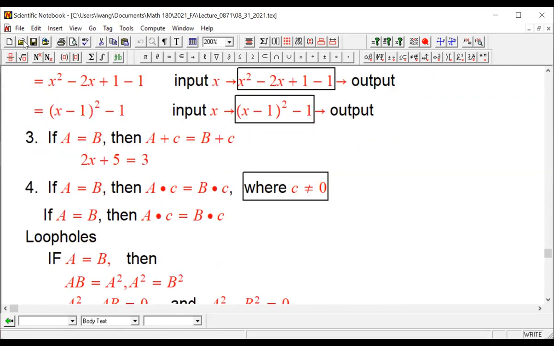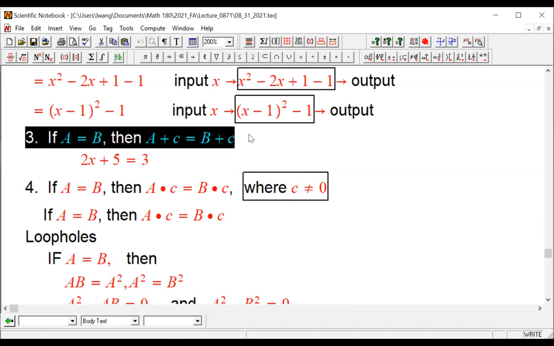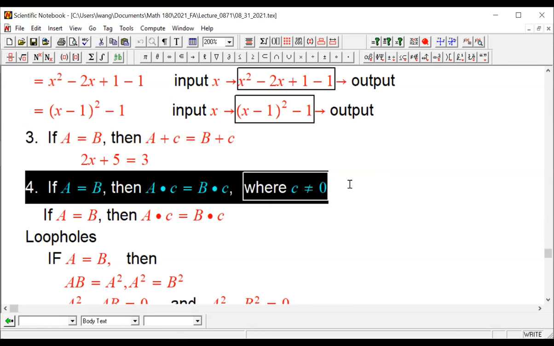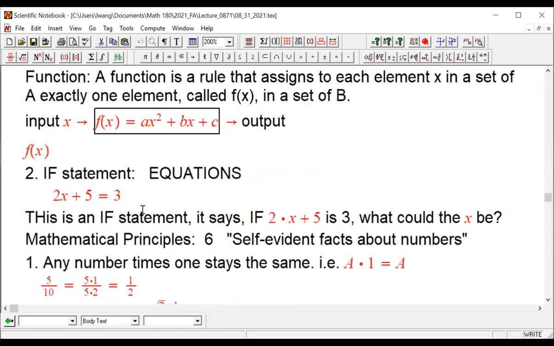Number 3 and number 4, however, can only be used in situations where the if condition is satisfied. Okay, so that's 1, 2, 3, 4 mathematical principles. We talked about there being 6 mathematical principles. So let's get to number 5.